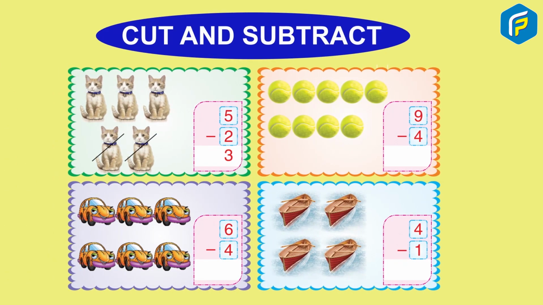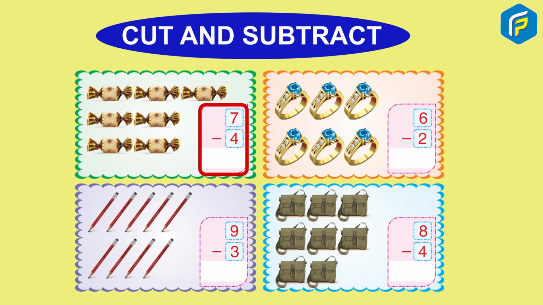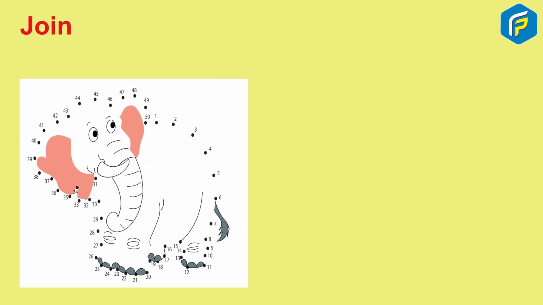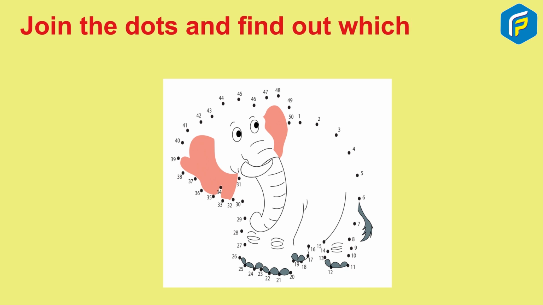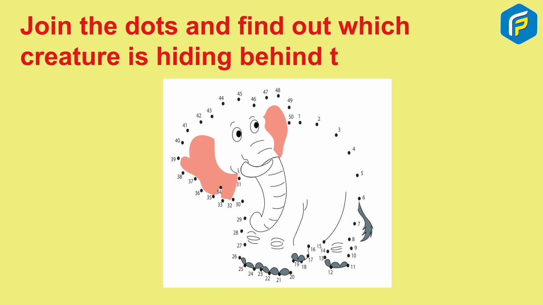Cut and subtract. 5 minus 2 is equal to 3. 9 minus 4. 6 minus 4. 4 minus 1. 7 minus 4. 6 minus 2. 9 minus 3. 8 minus 4. Join the dots and find out which creature is hiding behind the numbers.